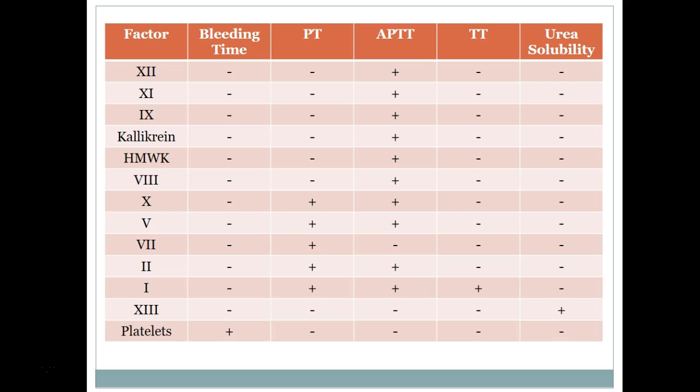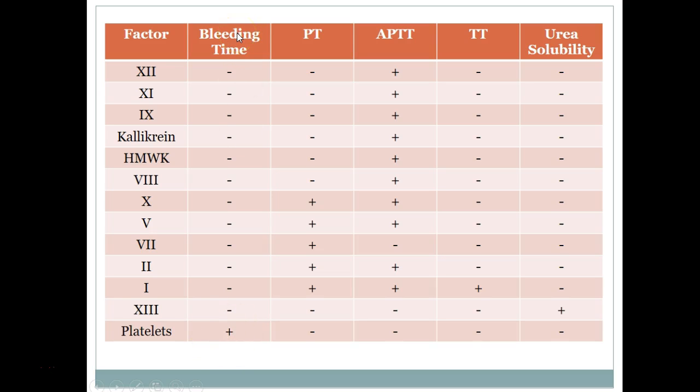So on this slide, you're going to see several tests up on the top row and then what they might test for going down. So bleeding time is probably very rarely used, but there are still some sites that do use it. And essentially bleeding time is only testing for platelet function. So you can see here, none of the actual coagulation factors or proteins are involved in a bleeding time test. It's just going to test for platelets.